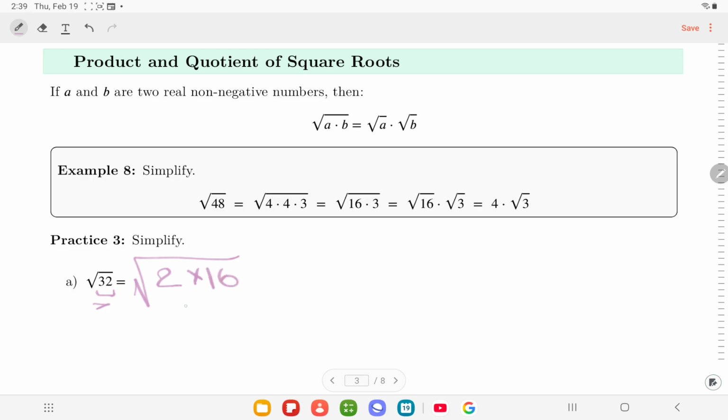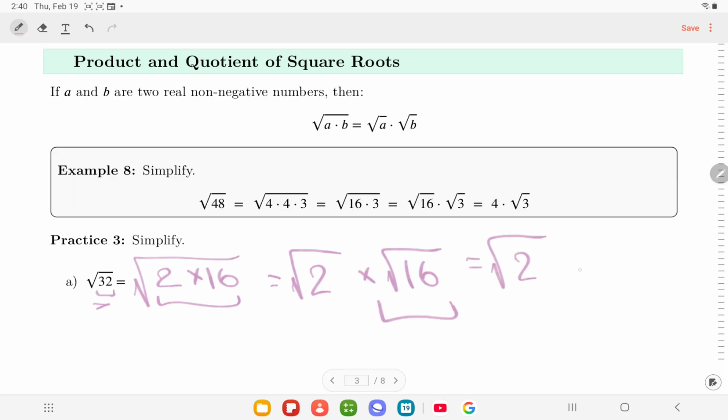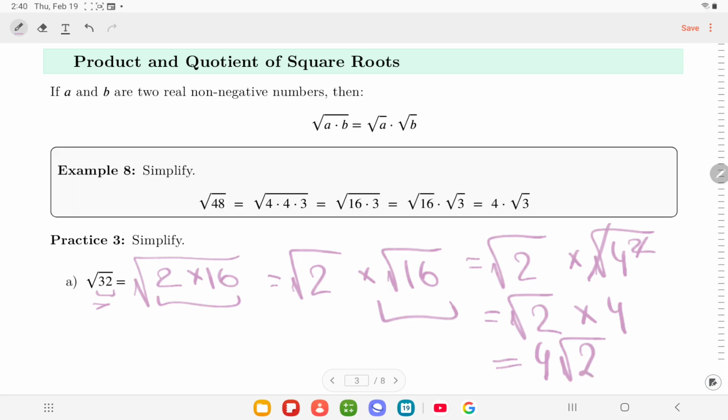Now, if this was addition here in the middle, we would not be able to do this, but for multiplication, we can split the square root into the root of 2 times the root of 16. And we know the root of 16 is a perfect square, so we can go ahead and solve that. The root of 16 is the root of 4 squared, and so we end up with root 2 times 4. Now, sadly, root 2 is not a perfect square, so we will just leave that as is, and we end up with 4 times the root of 2.